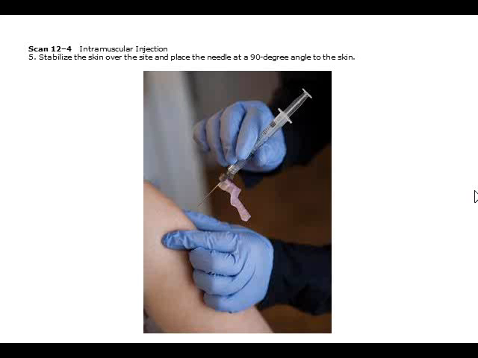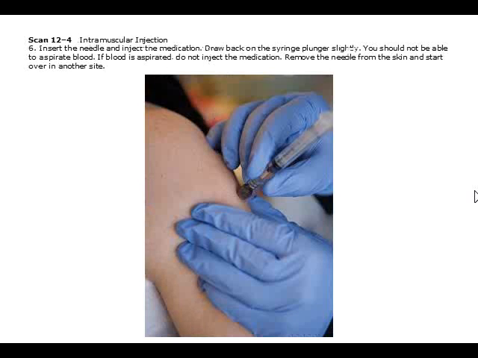At a 90-degree angle, you will puncture the skin, and you need to go roughly 3/4 to 1 inch in. Again, draw back on the syringe plunger slightly, and they do mention that on this slide here. You should not be able to aspirate blood, and if you do, don't inject the medication. Remove the needle and start over. But if you draw back and get no blood, nothing comes back up in your syringe barrel, then you go ahead and inject your medication.